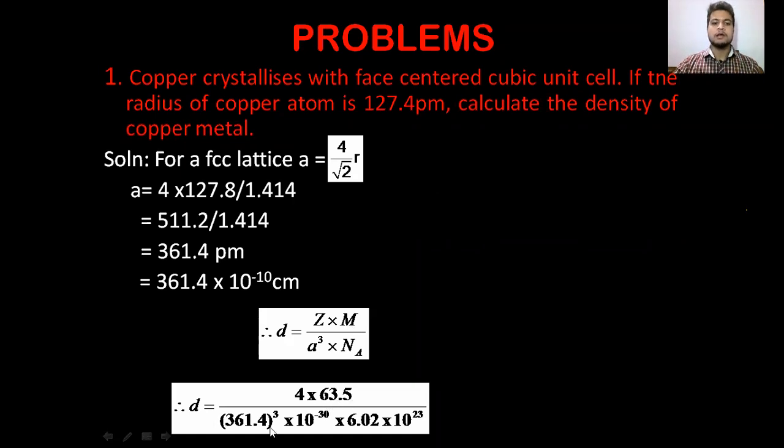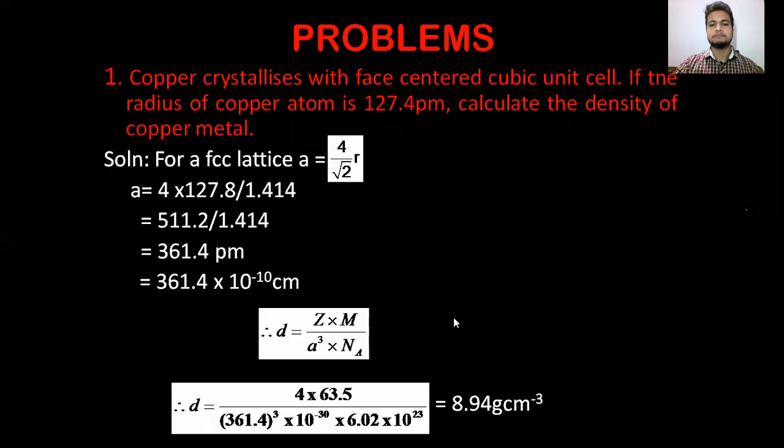That is to be known. Now the A, which we have calculated just now, is 361.4 into 10 to the power minus 10. So 361.4 cube into 10 to the power minus 30. I am taking the whole thing, 10 to the power minus 10, cube. So it becomes 10 to the power minus 30 into Avogadro's number, 6.023 into 10 to the power 23. If I multiply and divide the values, what I get is 8.94 gram per centimeter cube. So that is how we calculate the density if the other values are given.